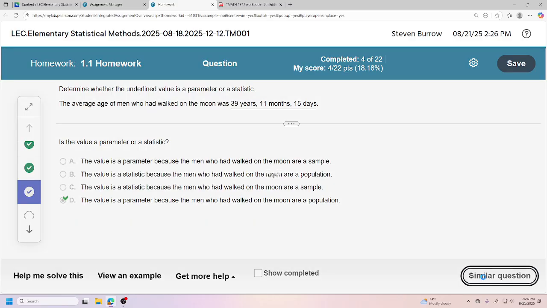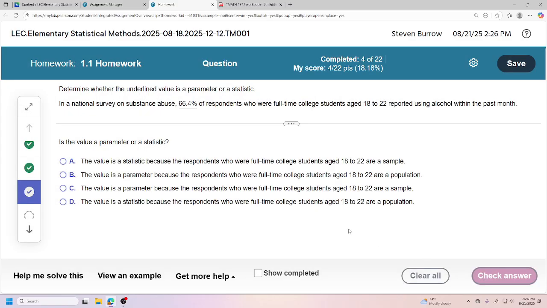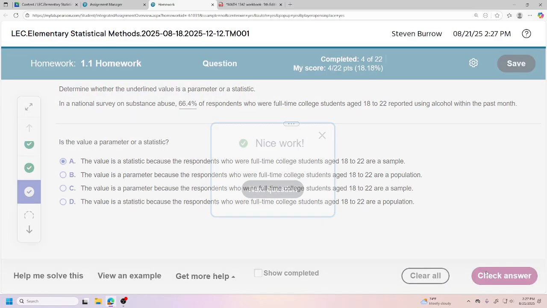I want to get back to the hand washing one. I want to see it again. No. Okay, something else. So, national survey of this. We got this many who were full-time, blah, blah, blah, within the past month. So they're asking a survey, and they're saying these respondents, blah, blah. Could they have asked literally every full-time college student between these ages in the entire United States of America? No way. So who did they ask? A sample. And therefore, we're going to get a statistic. Very good. So sample, statistic, that's my option there.